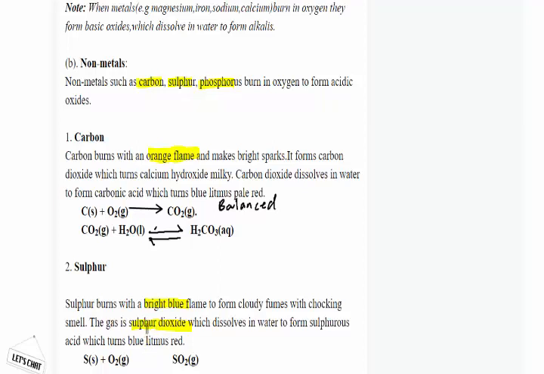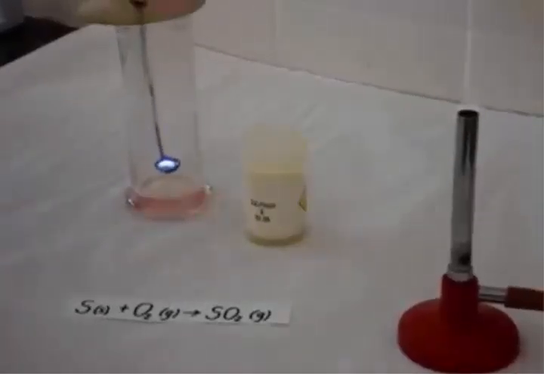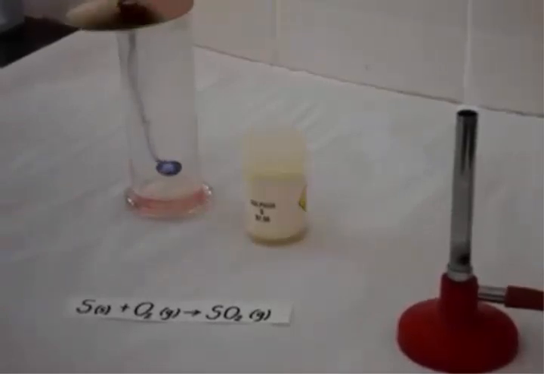We are going to burn it in oxygen. When a small amount of sulfur powder is placed on a deflagrating spoon, it's first heated on the flame of the Bunsen burner and then placed in the gas jar of oxygen. Sulfur burns with a blue flame to produce a choking gas called sulfur dioxide. At the bottom, there is a little amount of water.